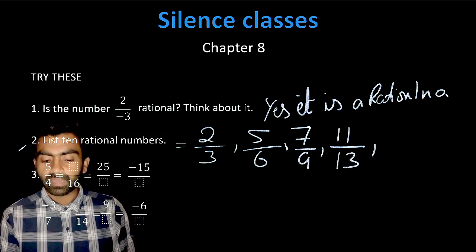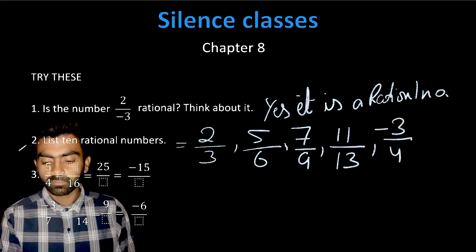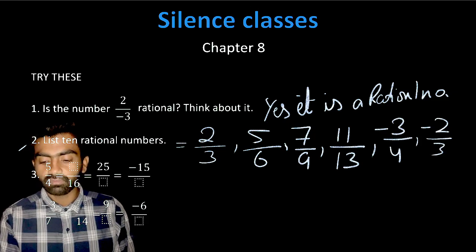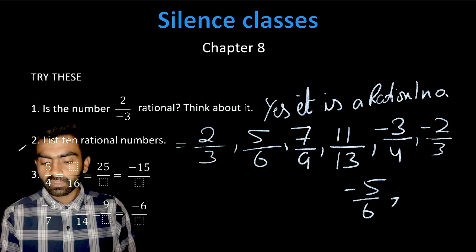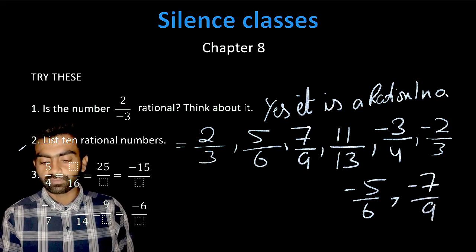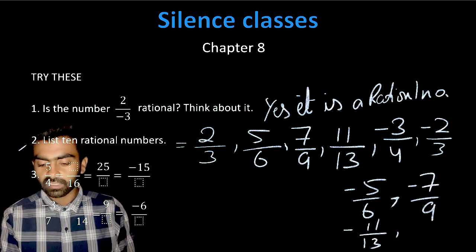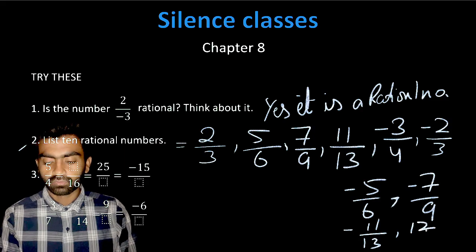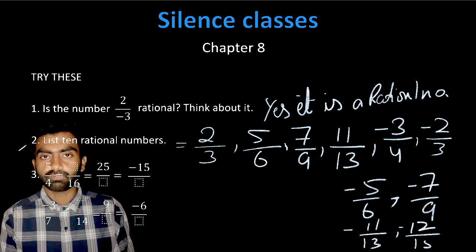We can write in minus also. In minus we can write minus 3 upon 4, minus 2 upon 3, minus 5 upon 6, and minus 7 upon 9. 1 2 3 4 5 6 7 8. Minus 11 upon 13 we can write, and minus 12 upon 13, or 12 upon 15. Minus 12 upon 15 we can write.